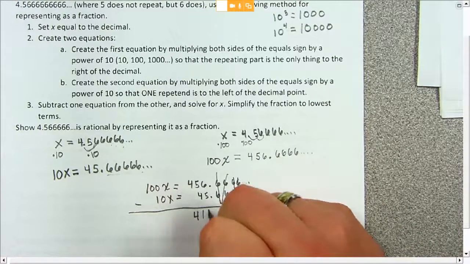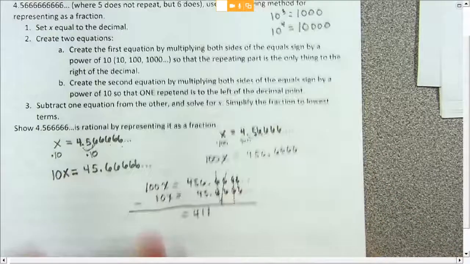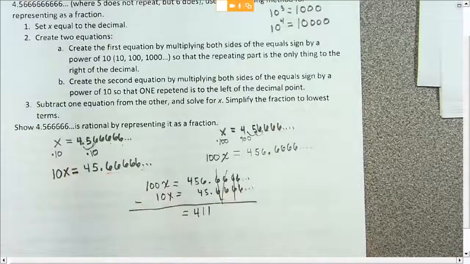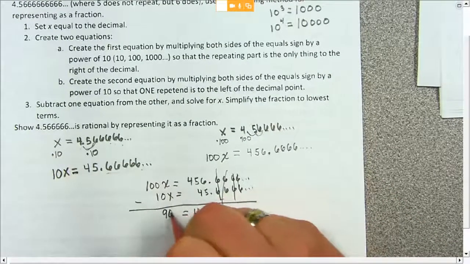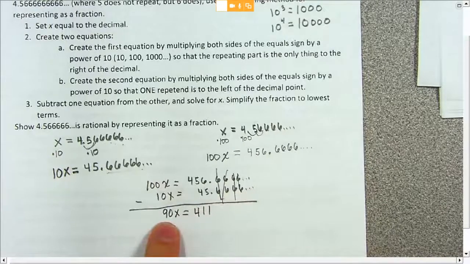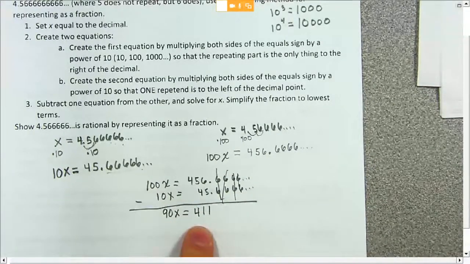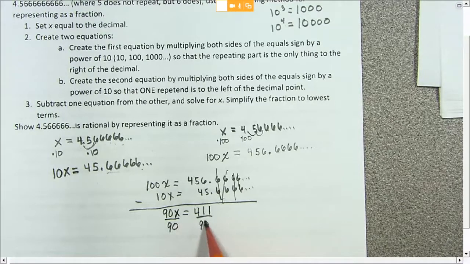411. Excellent. And what is 100 minus 10? 90. So I now have the equation 90x is equal to 411. Well, last time we said that I can solve an equation and get x by itself. If I have something multiplied, I just divide. So I'm going to divide by 90 on both sides.